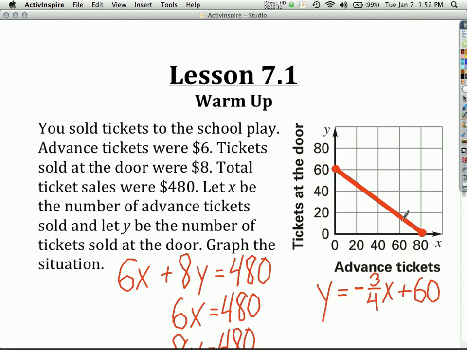This is a graph of ordered pairs. Solutions to an equation that has two variables is an ordered pair. What is that? That's x. That's y. What's an ordered pair? X comma y. So a solution is an ordered pair.